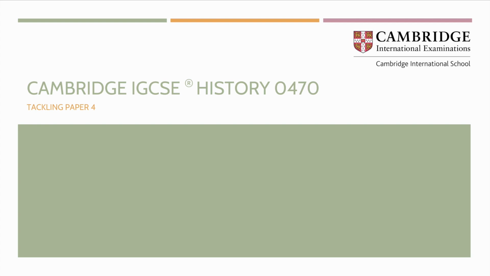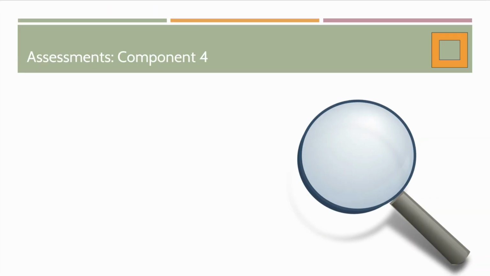As a reminder, there are 3 components which make up the assessment for the IGCSE history program, and paper number 4 is the last one that we need to discuss. Let's go into some of the details. Paper number 4, also known as component number 4, is a 1-hour examination, as opposed to both paper number 1 and paper number 2, which are 2 hours long.